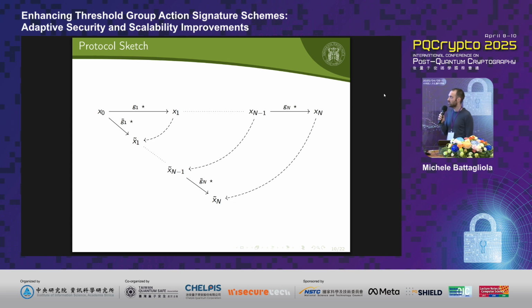So how does the key generation work? Well, simply we start from x0. The first player picks g1, computes g1 star x0 and reaches x1, gives x1 to the second player, and so on until we reach xn. This is pretty cumbersome. It requires a communication round, and so it seems bad, but it turns out that it's optimal.